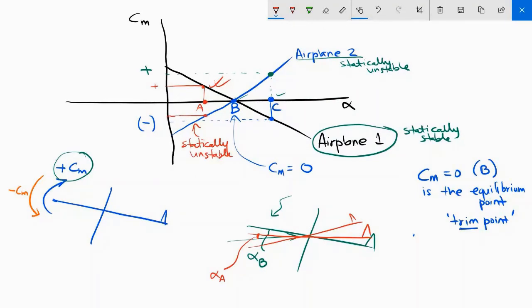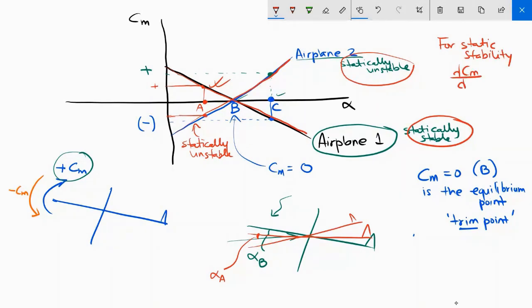So what we can infer from this explanation is that if Cm versus alpha is negatively sloped, then the aircraft is statically stable. If Cm versus alpha is positively sloped, then the aircraft is statically unstable. So the conclusion from this analysis is, for static stability, the slope of moment coefficient as a function of angle of attack should be less than 0. That is the conclusion from this discussion.